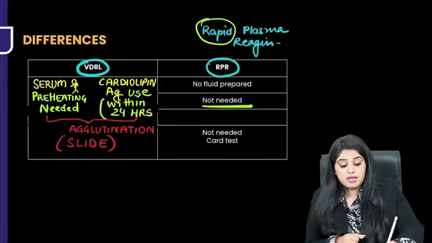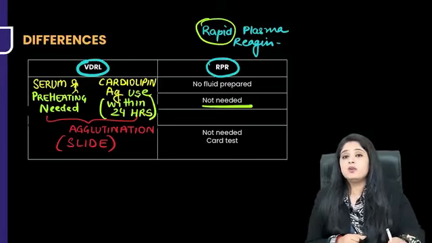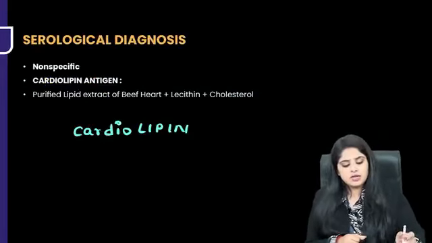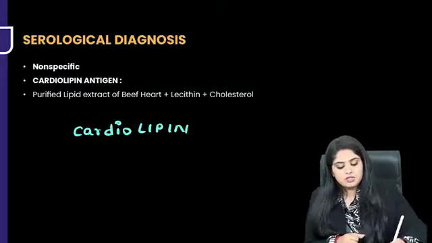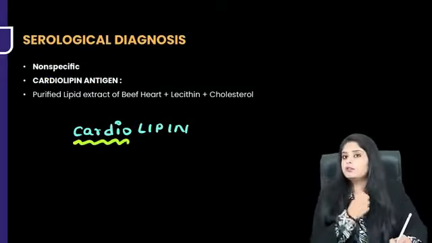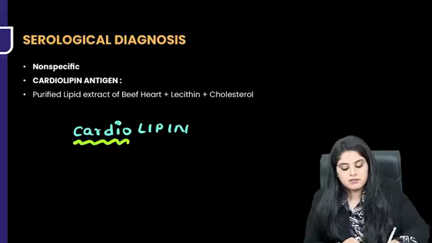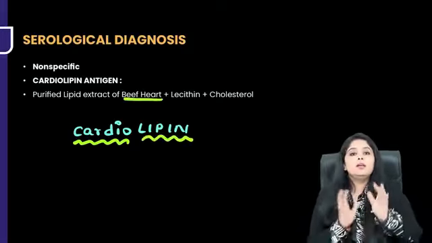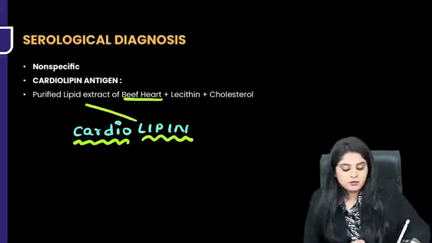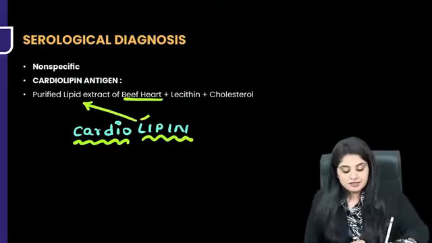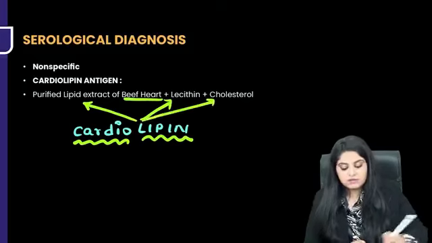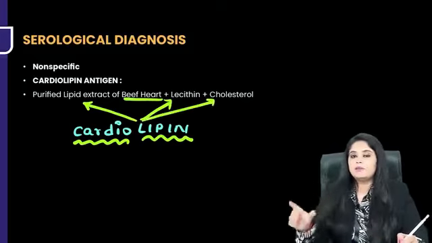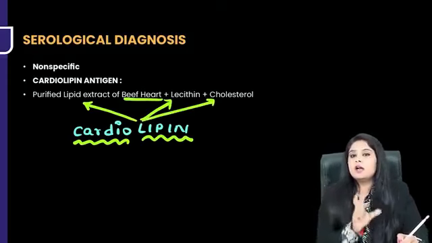So you will have to prepare an antigen. Which antigen? Cardiolipin. What is cardiolipin antigen? Cardio, ma'am, means someone's heart it is going to come out of. It is going to come from the beef heart, and lipin means it has all lipid things. It is lipid coming out from the beef heart, or lecithin, or another lipid like cholesterol. So cardio and lipin mean all lipid things, and cardio means beef heart.